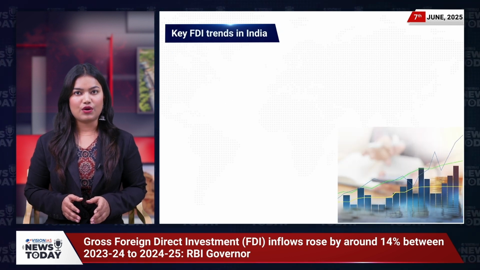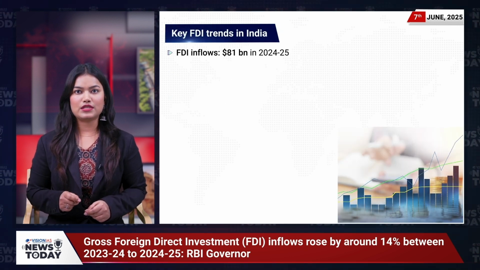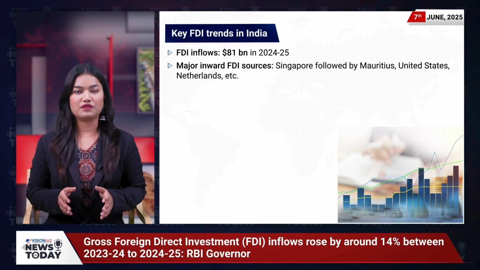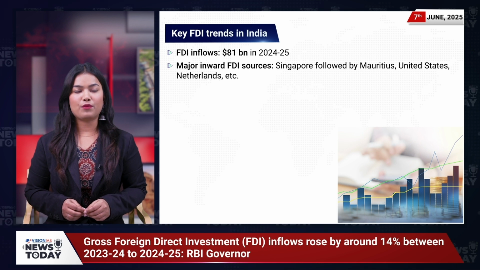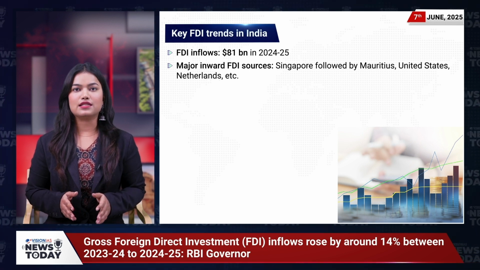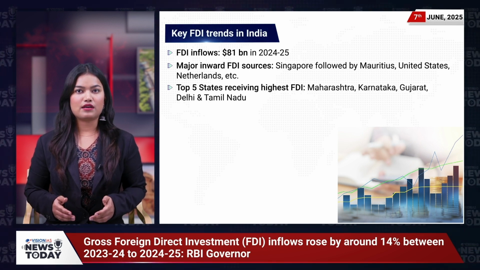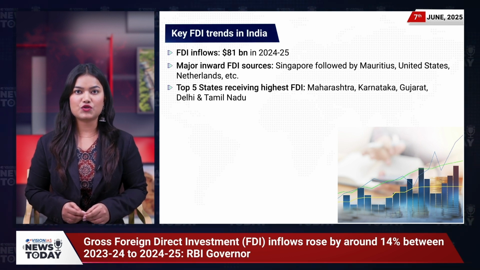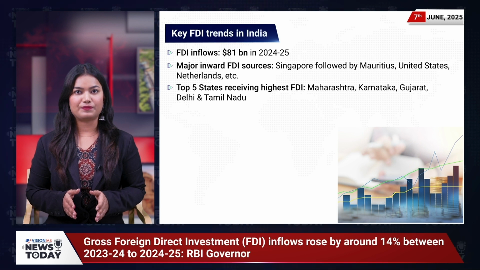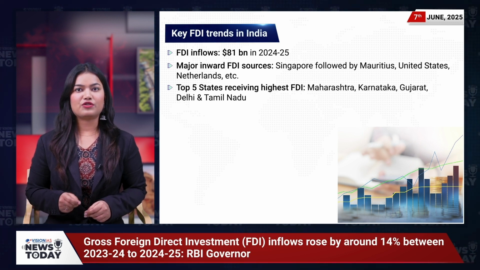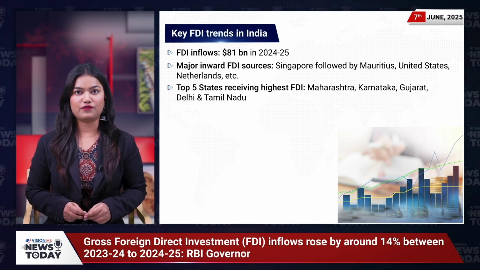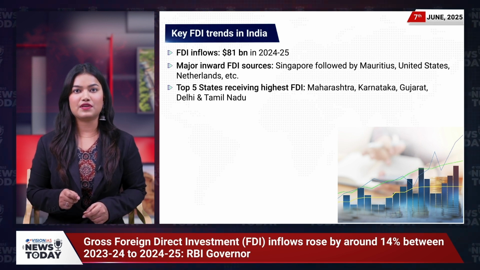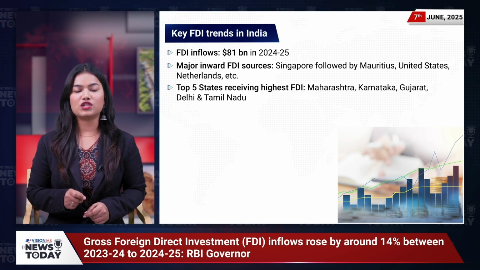Let's look at the numbers now. India received $81 billion in FDI inflows during 2024-25. The major sources of inward FDI were Singapore, followed by Mauritius, the United States, and the Netherlands. Among Indian states, Maharashtra, Karnataka, Gujarat, Delhi, and Tamil Nadu were the top 5 destinations receiving the highest FDI. So, in summary, while repatriation has moderated net FDI inflows, the significant 14% rise in gross FDI highlights continued investor confidence in India's long-term growth story.